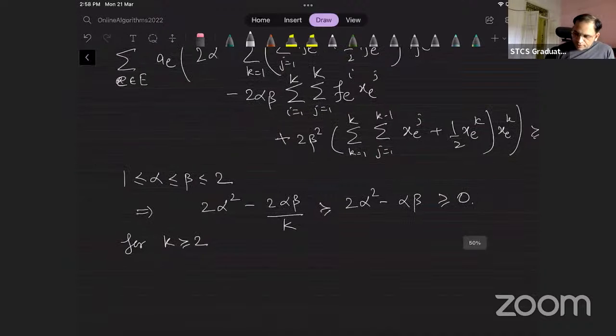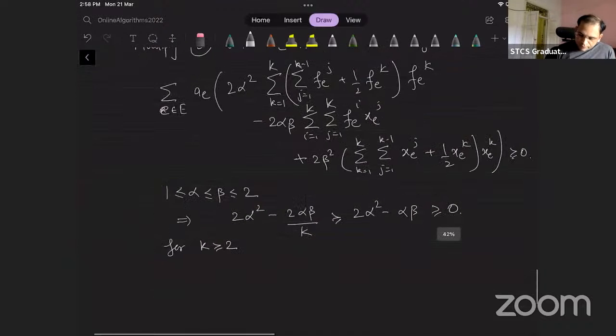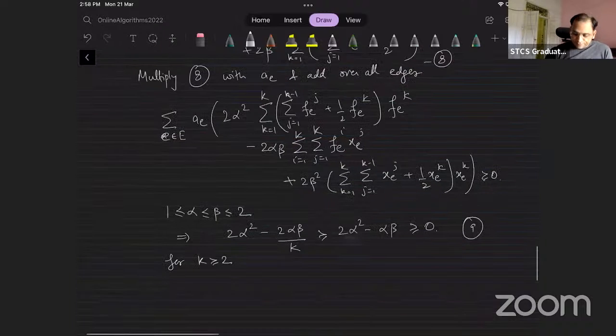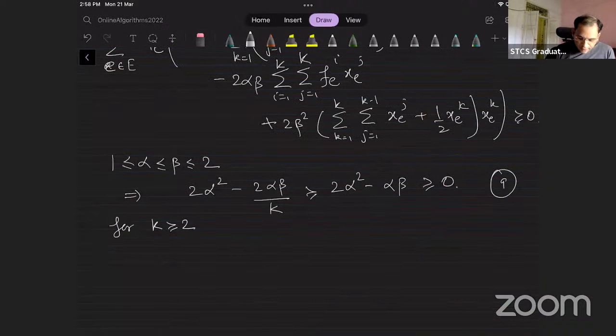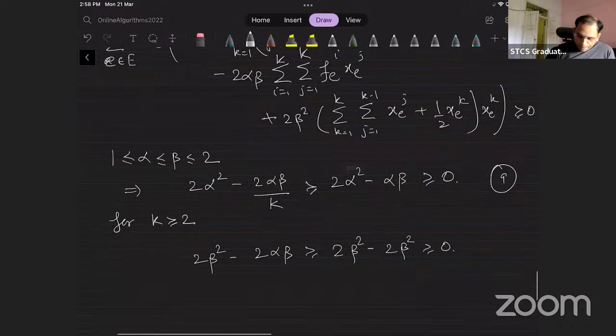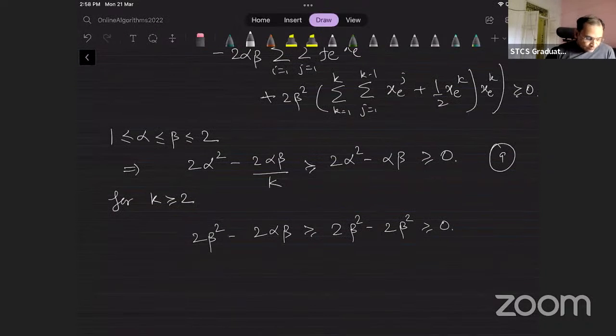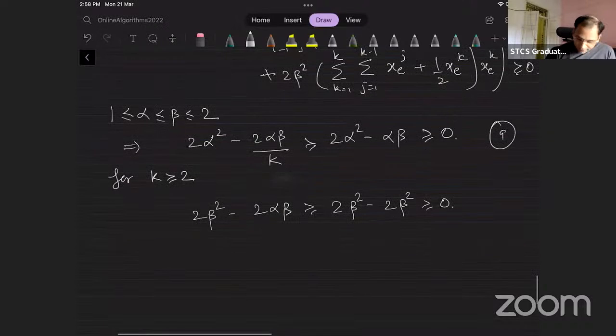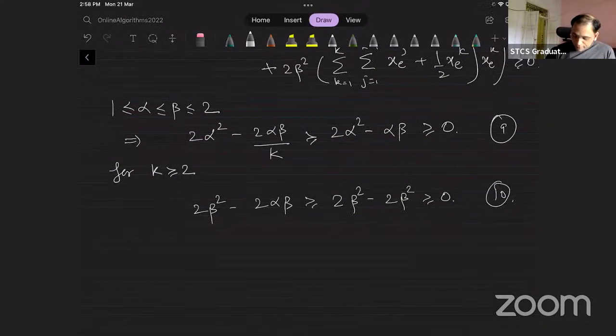So this must be number 9. And similarly, we can write 2 beta square minus 2 alpha beta to be greater than 2 beta square minus 2 beta square, greater than or equal to 0. Keep me honest, okay? I am prone to making mistakes in these sets of inequalities. So if something is not clear, shout.